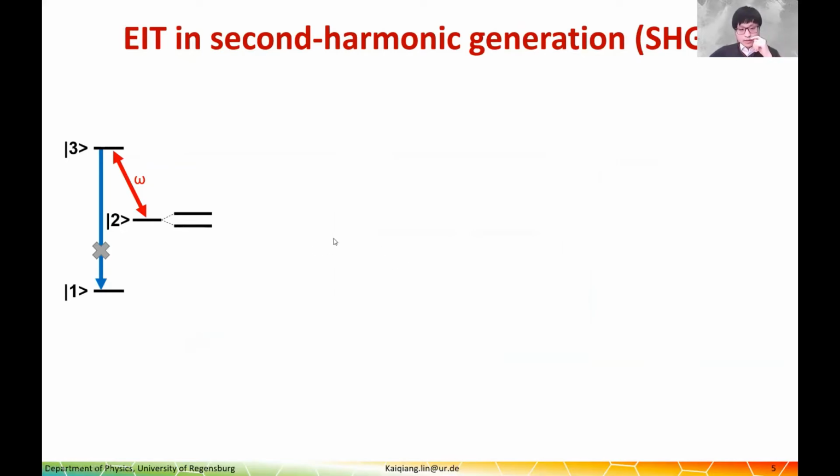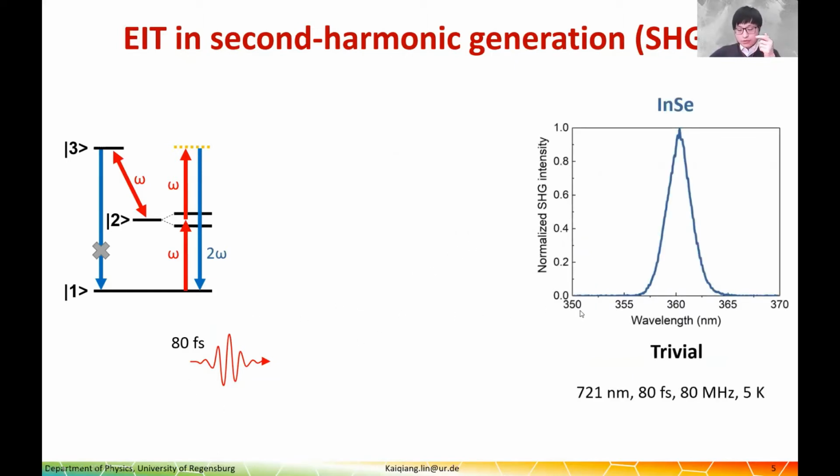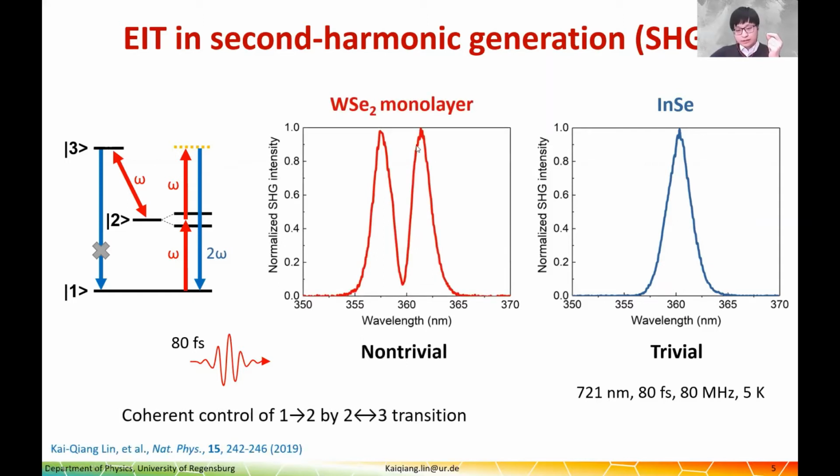So the question now is whether we can truly see this in a monolayer transition metal dichalcogenide system. Instead of measuring absorption or transmission, we measure second harmonic generation, which is much more sensitive than absorption. In general, second harmonic generation gives you a Gaussian peak, which represents the input pulse duration, where here we use an 80 femtosecond laser. Indeed, in monolayer tungsten diselenide, at the same frequency, we can see a transparency dip in the second harmonic generation spectrum. And this is not trivial.